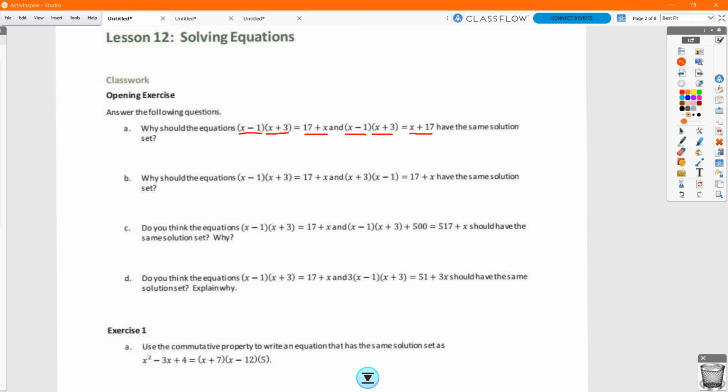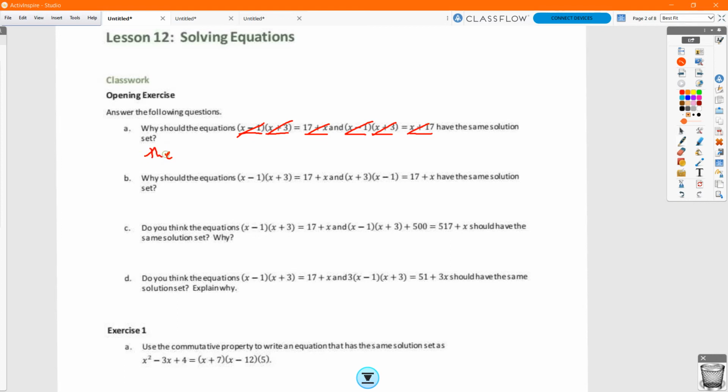Okay? So let's look at this. Do I have an x minus 1? I have one here, and I have one here. Do I have it being multiplied by x plus 3 like I do here? Yes, I do. Do I have a 17 plus x? No, I have an x plus 17. But are those the same thing? Doesn't the commutative property of addition state that I can change the order of the addends without changing the value of the problem? It does. So 17 plus x and x plus 17 are identical to each other. So yes, they should. Okay?